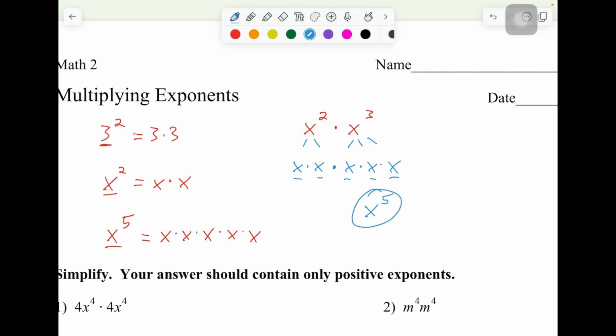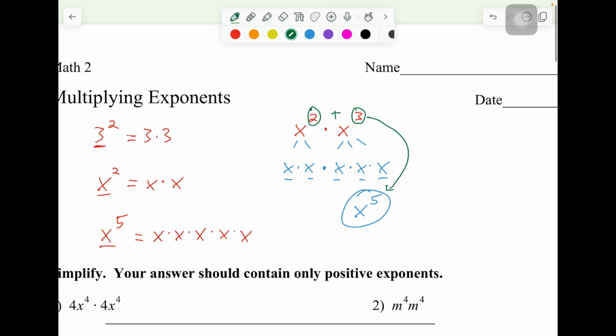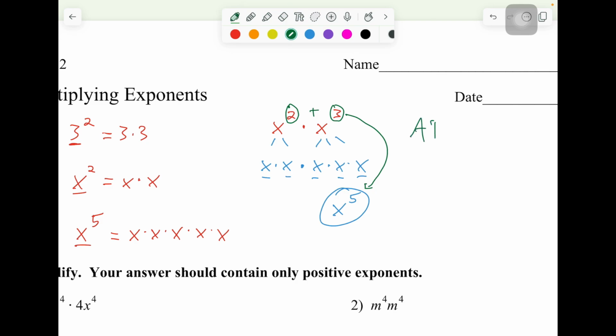Well, a simpler way to do this, if you can see what I did here, if you look at the exponent numbers and I add them up, what's 2 plus 3? 5. So you can just add the exponents and put that on the top, okay? So we're going to just add exponents when multiplying. Running out of room. There we go. Okay.